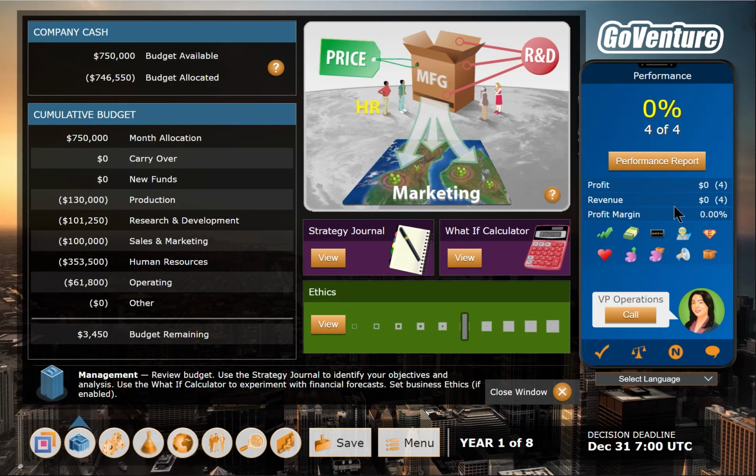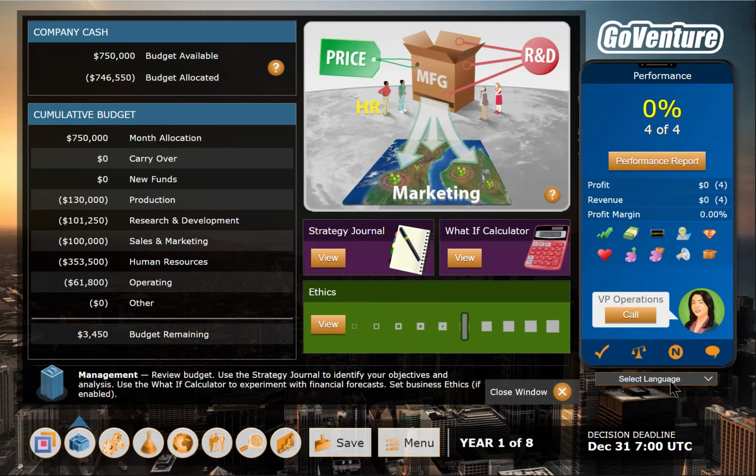Now, since we've just started the simulation, we don't have any performance data, but when the decision deadline comes, the data results will be created, and I can log back in and see my results, and we'll look at that in a moment. You'll also see these icons. These are achievements that we can earn every period of the simulation. They're explained in more detail in the performance report, which we'll look at in a moment.